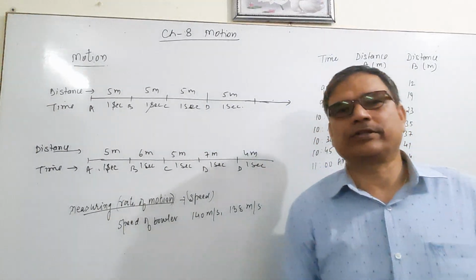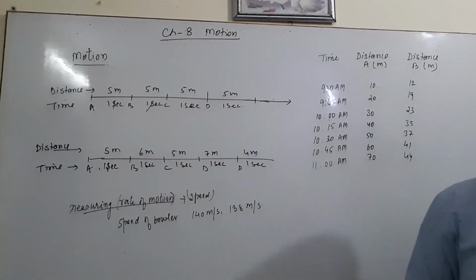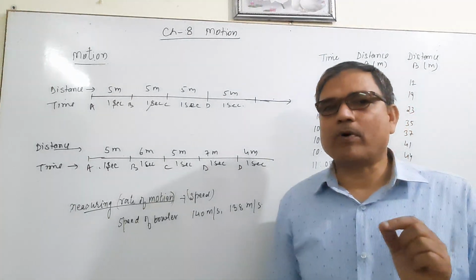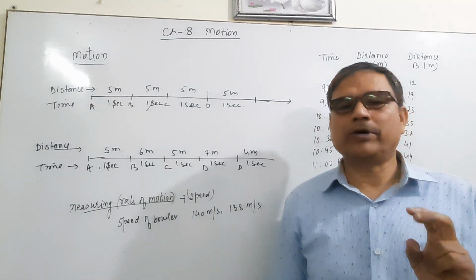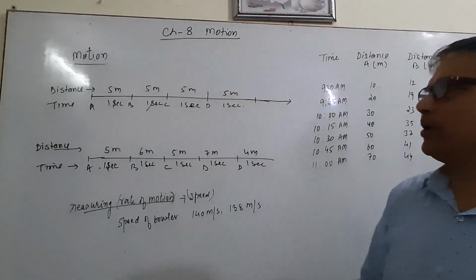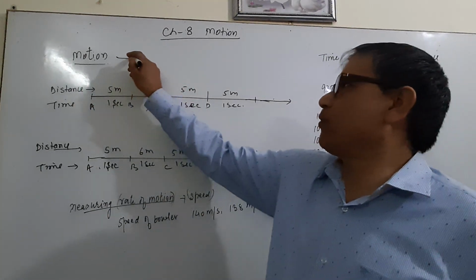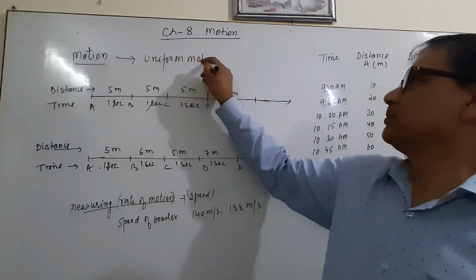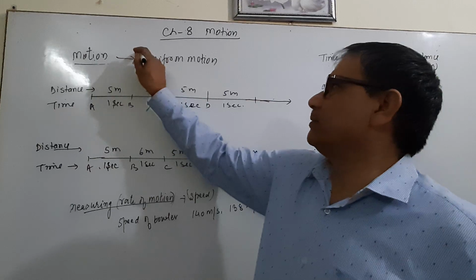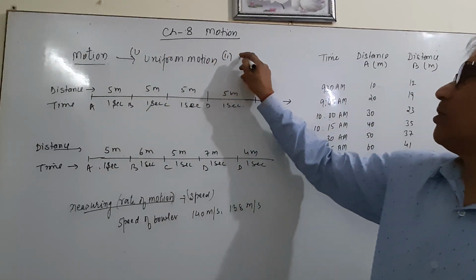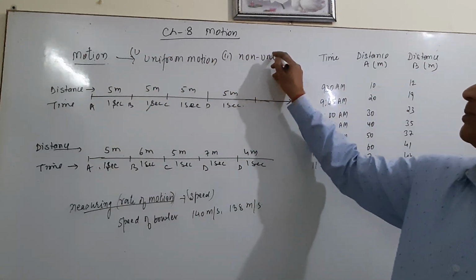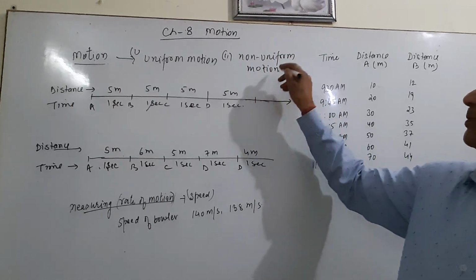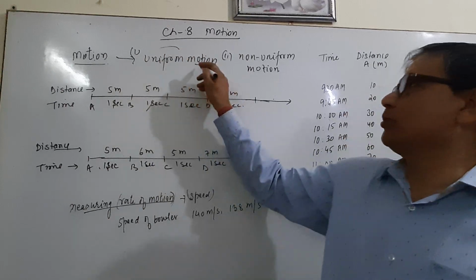Chapter 8, Motion, of class ninth. The topic we will cover today is types of motion, which means two types: uniform and non-uniform. First is uniform motion and second is non-uniform motion. I think motion you know very well.